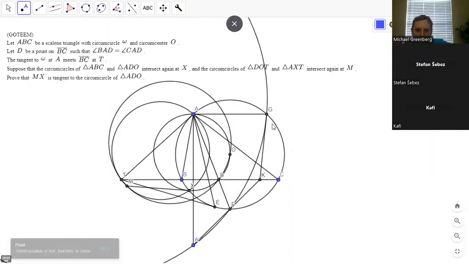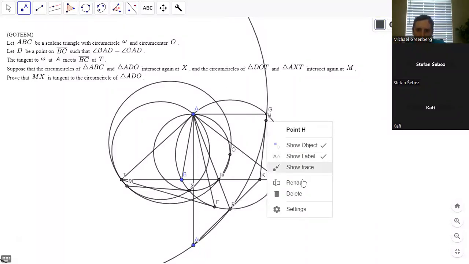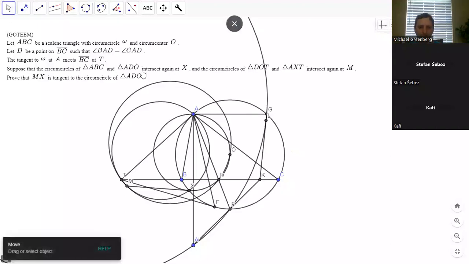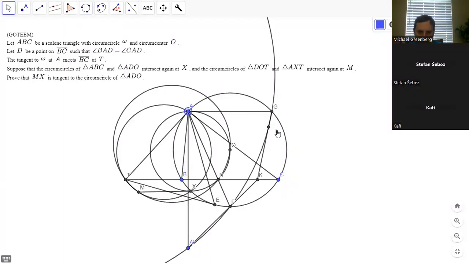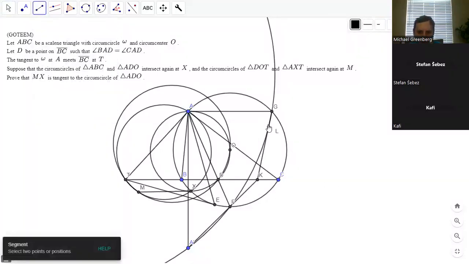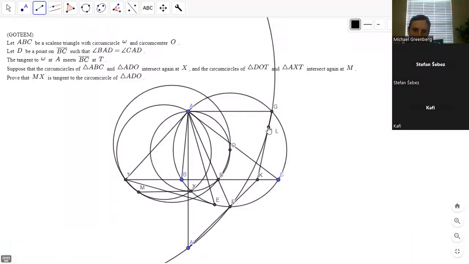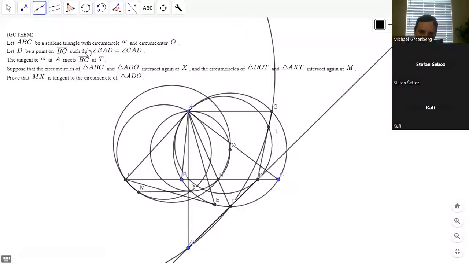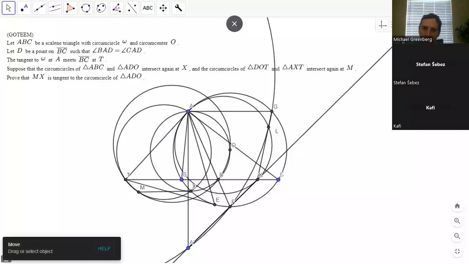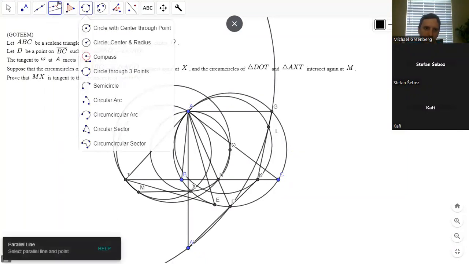Okay. Let's see. So let's call this L. I'll make them farther apart. So M goes to L. Okay. And finally, we need to prove that circle AKL is tangent to A prime K, if I'm not mistaken. Okay. All right. So let's check that. So tangents.